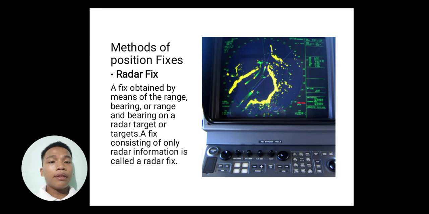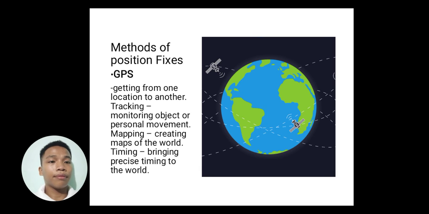A radar fix. A fix obtained by means of the range, bearing, or range and bearing on a radar target or targets. A fix consisting of only radar information is called a radar fix, like this picture. GPS. Getting from one location to another. Tracking, monitoring object or personal movement. Mapping, creating maps of the world. Timing, bringing precise timing to the world.